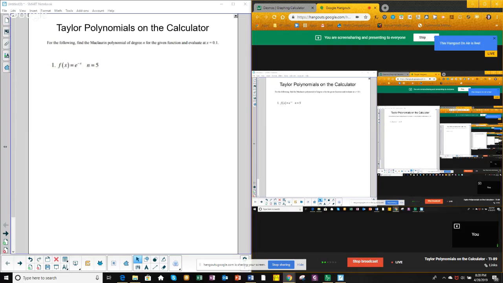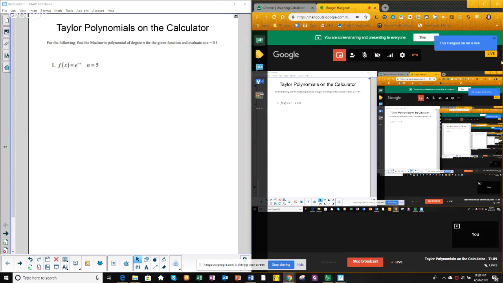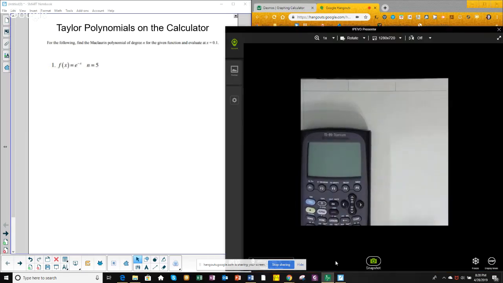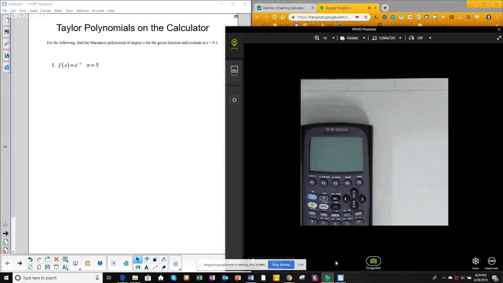Hi everyone, we're going to talk about Taylor polynomials and using your calculator to calculate Taylor polynomials to approximate a function at a given point or a value for x, and be able to create that polynomial and see what the error is and all of that stuff. So I have one here on the board, Taylor polynomials on the calculator.